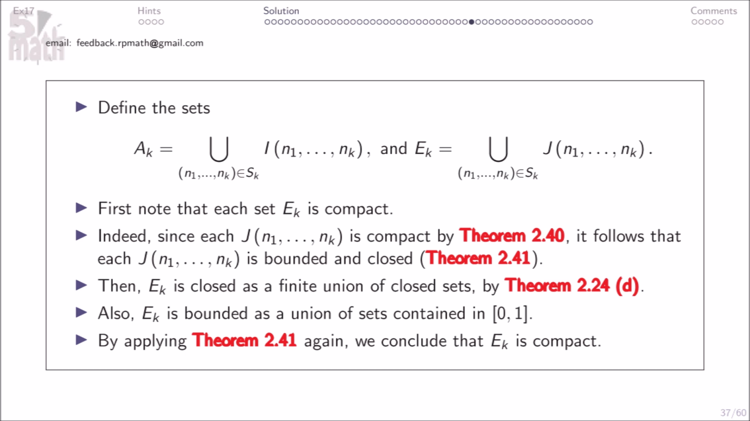First note that each set Ek is compact. Indeed, since each J is compact by Theorem 240, it follows that each J is bounded and closed, Theorem 241. Then Ek is closed as a finite union of closed sets, by Theorem 224d. Also, Ek is bounded as a union of sets contained in this. By applying Theorem 241 again, we conclude that Ek is compact.